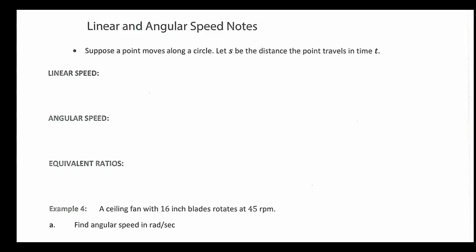Today's notes, we're going to look at linear and angular speed. So suppose a point moves along a circle. Let s be the distance the point travels in t time. So reading that first part, let me draw out what this is talking about. We have a circle, and on that circle, we have some point.